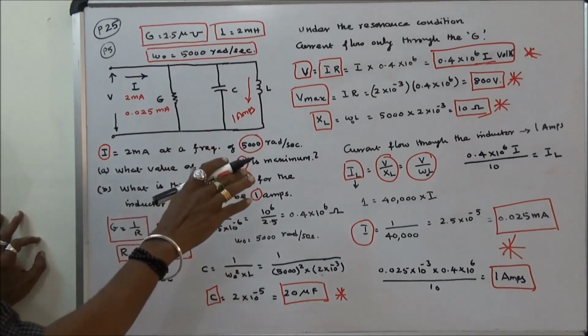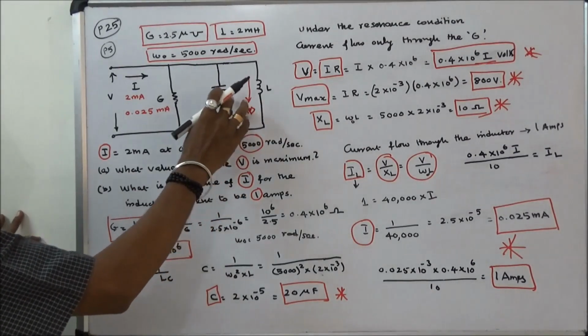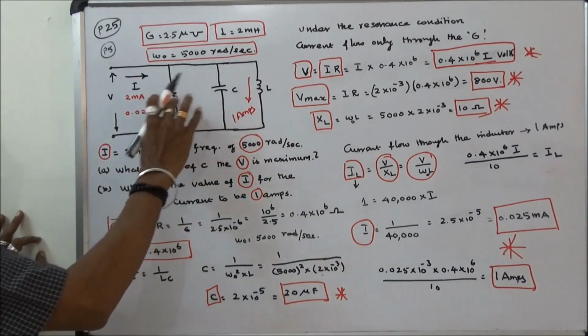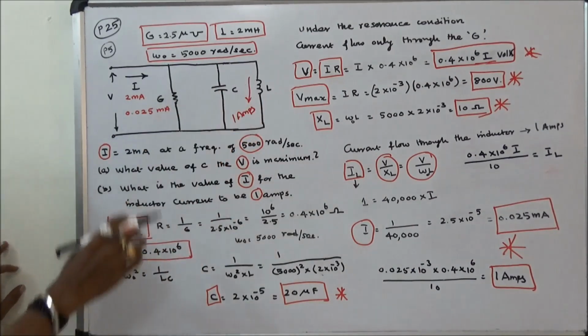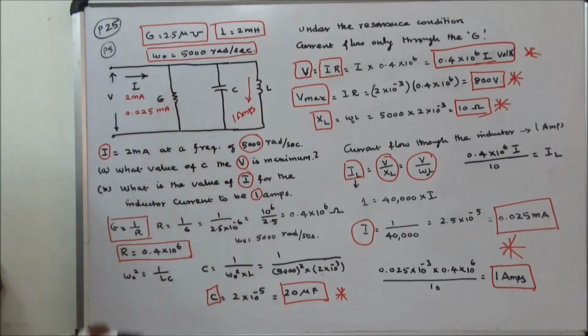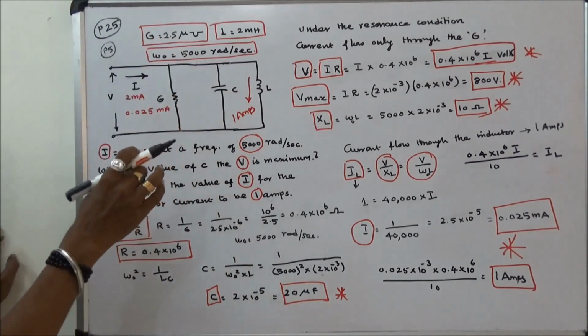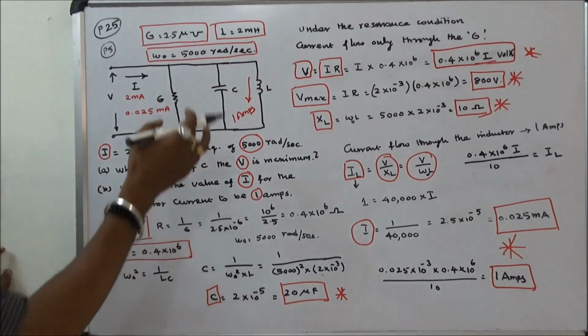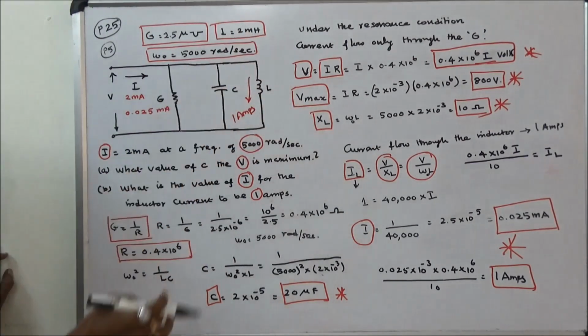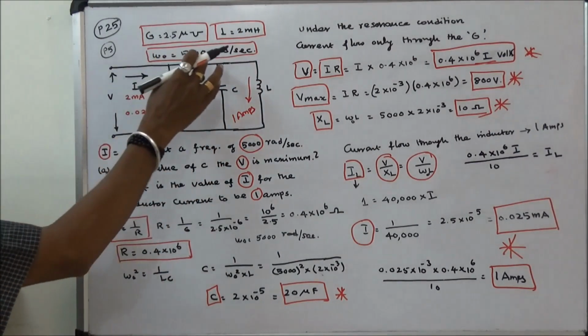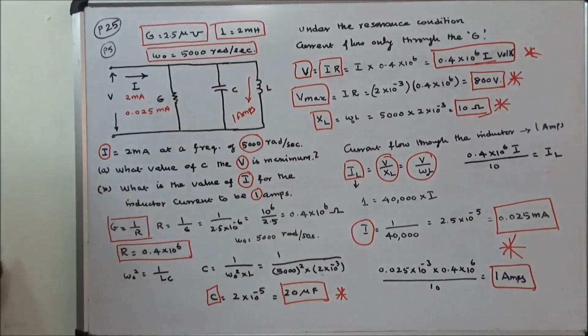The second problem has an inductor, a capacitor and a conductance, all connected in parallel. The supply current is 2 milliamps. Conductance value is 2.5 micromho. Inductor value is 2 millihenries. Omega naught is equal to 5000 radians per second.